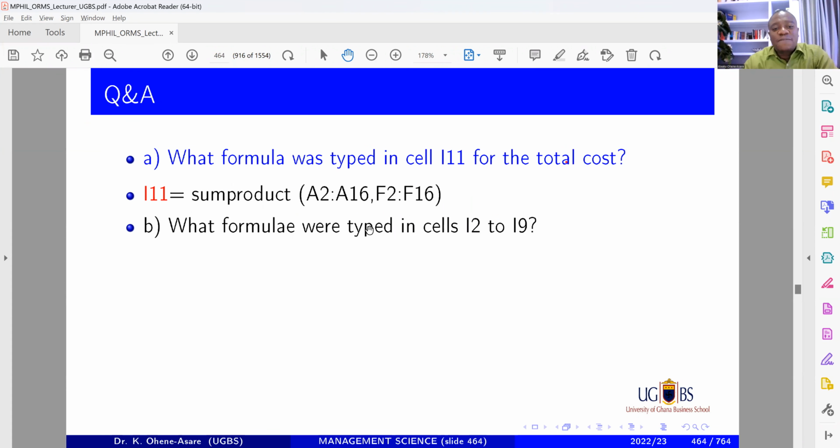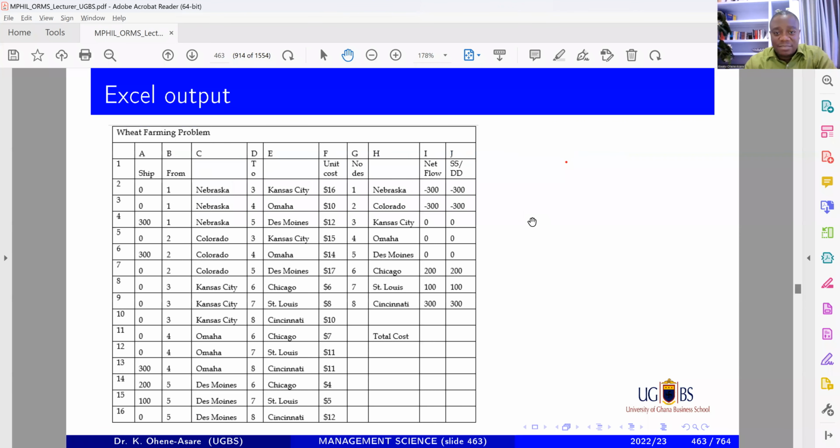The next question is: what formula was typed in cells I2 to I9? That's very simple. Look at it. This is I2 all the way to I9, and that's what I've circled. What formula was that? Remember, that one was not known before.